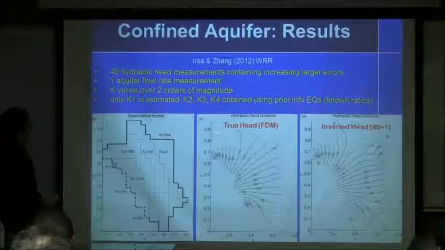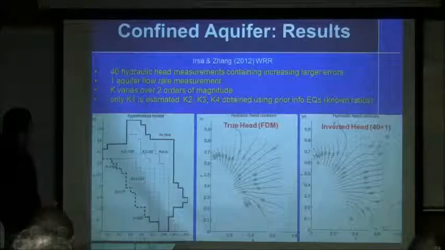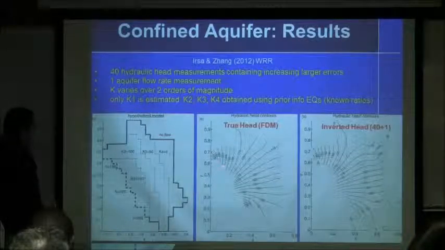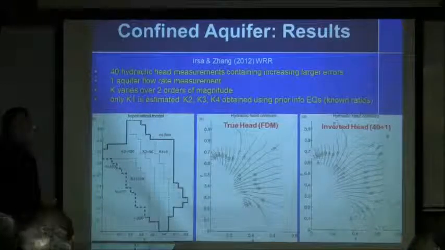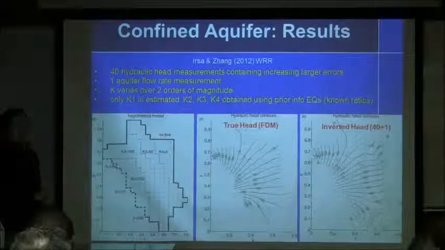Then if you solve this true model with a forward numerical simulator, you can predict the head contour in the aquifer. So high head flow goes in and goes out. Then from the true field, we take 40 measurements of observed hydraulic head, and in this problem, 1 flow rate measurement.